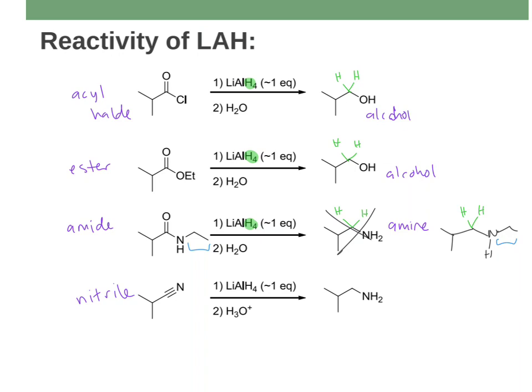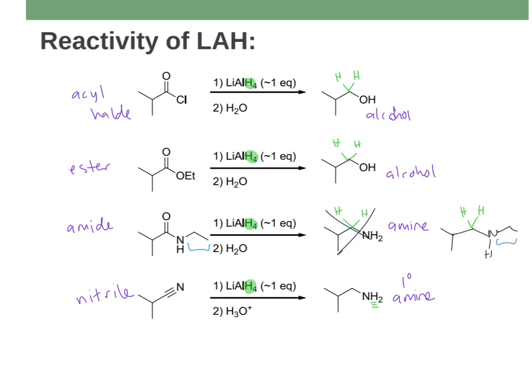The nitriles, same story. They're also going to be reduced down to the amines. And in this case, they will always be a primary amine, right? Because there was no R group on that nitrogen to start off with. So it's just going to pick up those 2 hydrogens, right? So these 2 H's are these 2 H's.